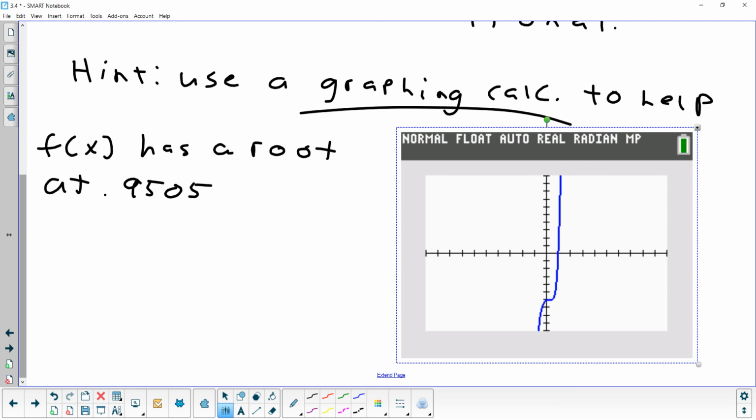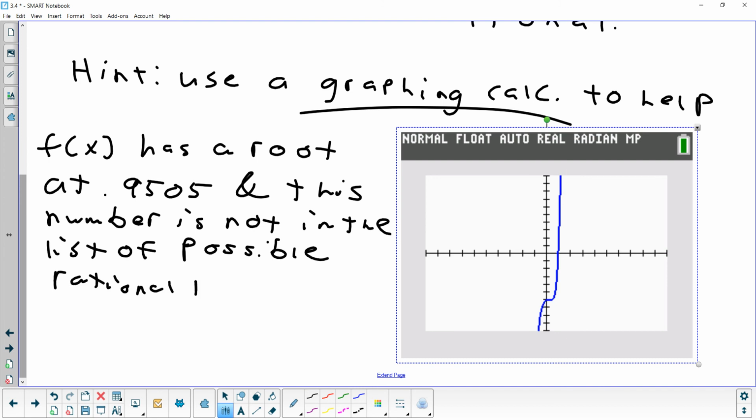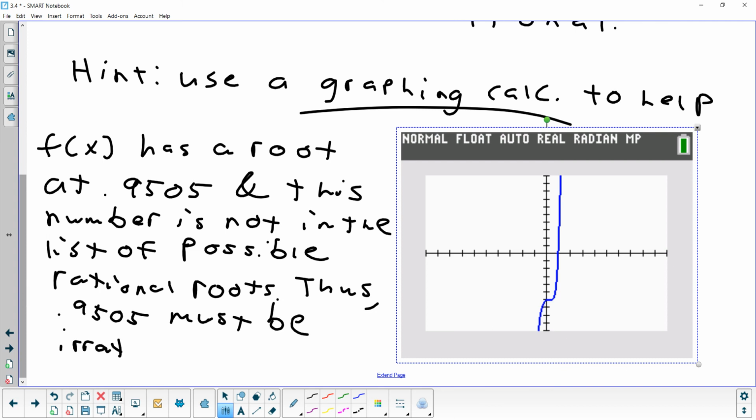So f of x has a root at 0.9505, and this number is not in the list of possible rational roots. Thus, 0.9505 must be irrational. That's the only other option it can be. If it's not rational, it's irrational. It's like saying, well, if it's not true, then it must be false, right? There are only two options. Thus, 0.9505 must be irrational.